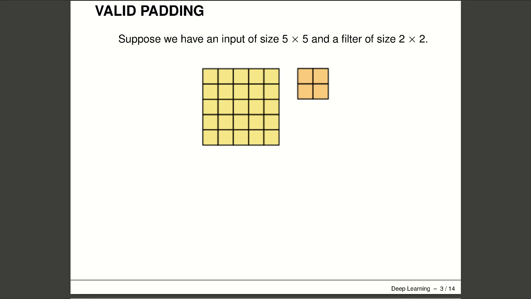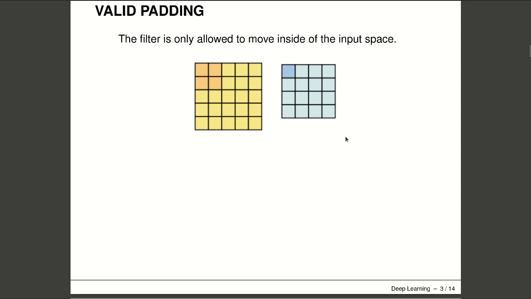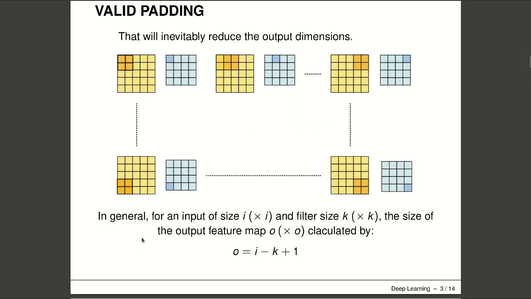Firstly, we will look into the necessity of padding with one example. Suppose we have an input size of 5 by 5 and a filter size of 2. By moving the filter on top of the input, we create our feature map. Here the size of the feature map is equal to 4 by 4. Indeed, for an input size of I and filter size of K, the feature map size is I minus K plus 1.